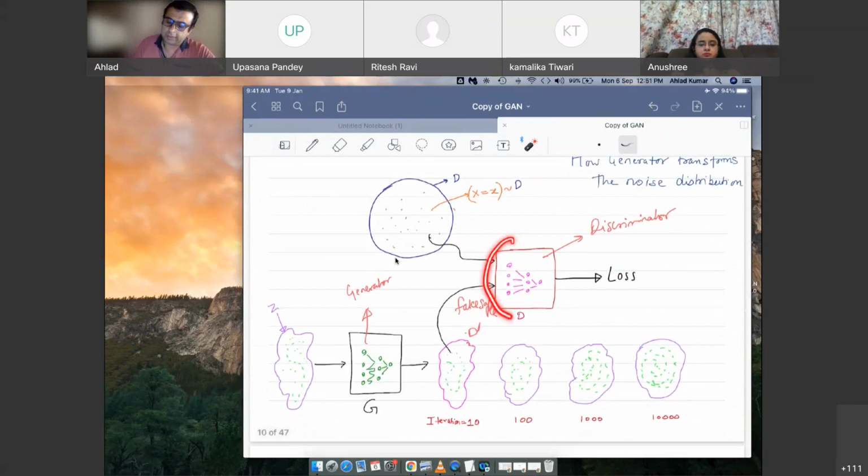So what happens is we attach a label y equal to 1 with the original data set, and we attach a label of y equal to 0 with the fake data set, which is coming from the downside.